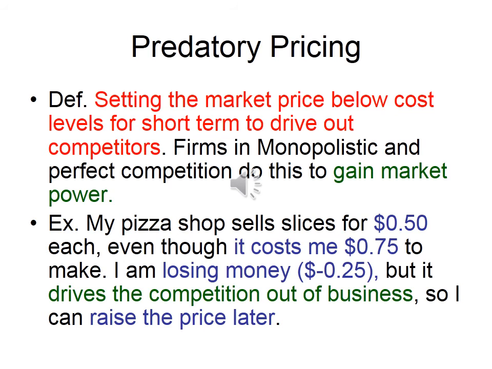What do we mean by predatory pricing? Predatory pricing is setting the market price below cost levels for a short term to drive out competitors. Firms with market power do this to gain more market power. For example, my pizza shop sells slices for $0.50 each, even though it costs me $0.75 to make. So I am losing $0.25, but it drives the competition out of business, so I can raise the price later.